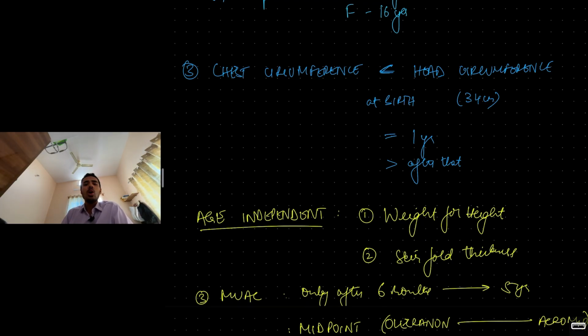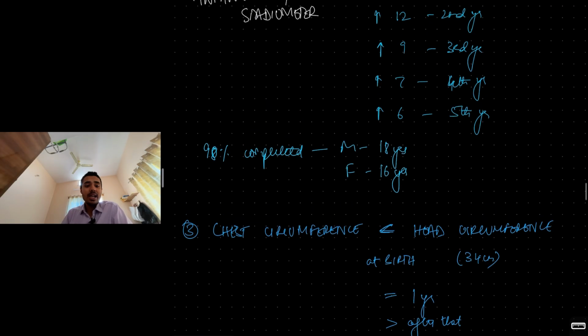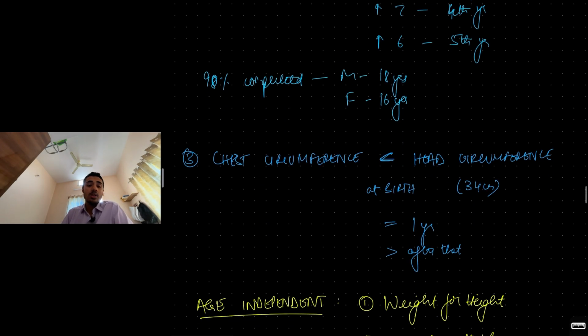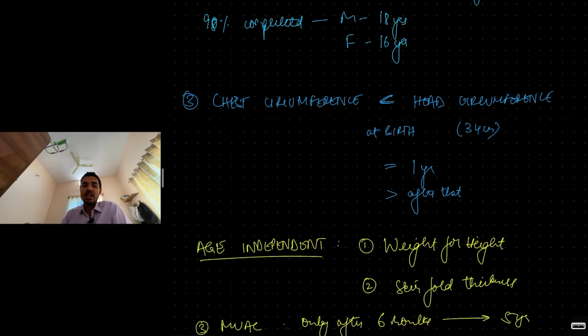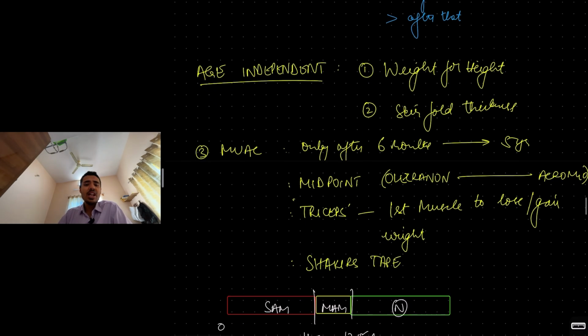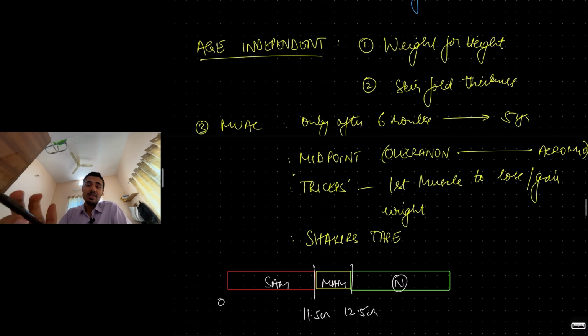Now, most of all these are age dependent parameters. They are affected by age. They'll increase with age or they'll decrease with age. It's different, like head circumference. So they are age dependent, but you have some age independent parameters as well, like weight for height.